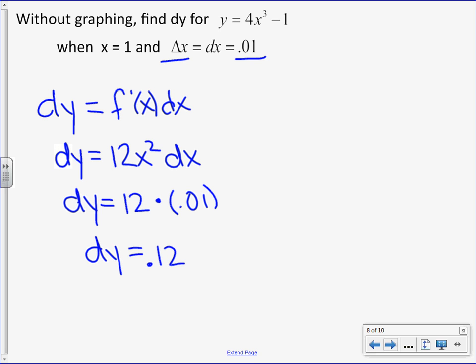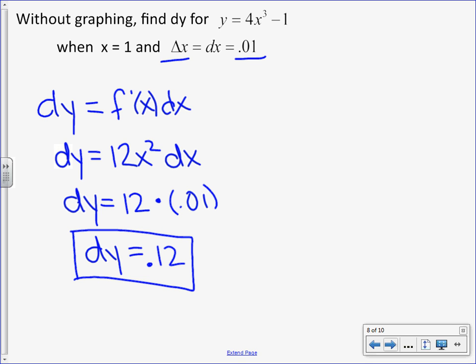0.12. This is non-calculator stuff, people. So you're essentially multiplying by 1.12, which is not going to change. But we're multiplying by 1/100th, so we have to move the decimal 2 places. So dy is 0.12.